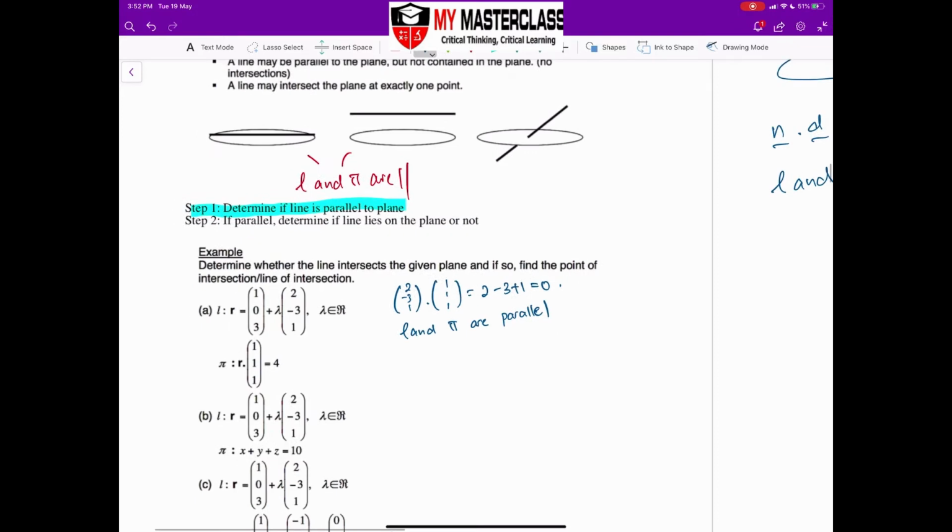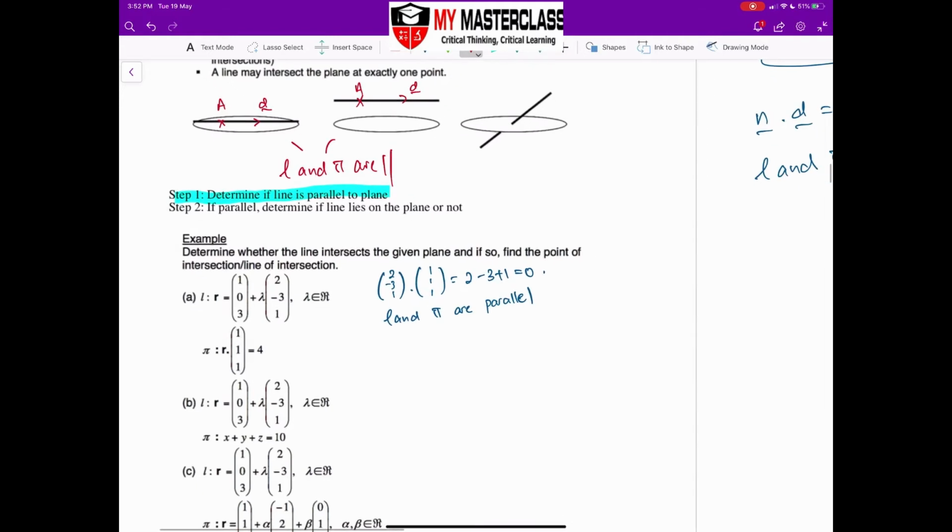Next, I want to take note, for the line equation, I have a point here and I have my direction. Same thing, I have a point here and I have my direction. If the line and the plane are parallel and the point on the line lies on the plane as well, then it means that the line will lie on the plane. If the point does not lie on the plane, however, the line and the plane are parallel, then we are at the second scenario where the line is just parallel to the plane and does not lie on the plane.